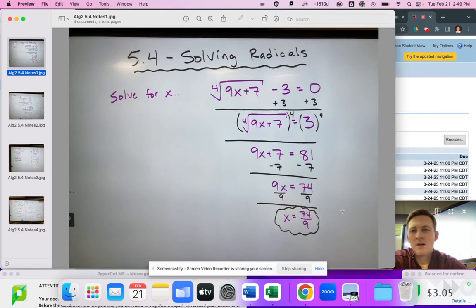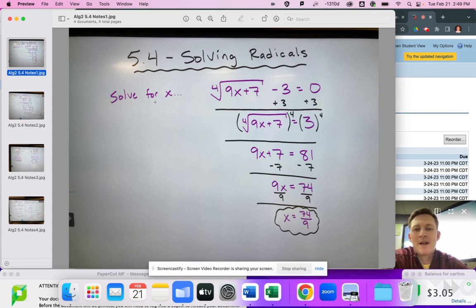All right, Algebra 2, 5.4 today. So we're going to be solving with radicals. That radical is the house that we've been working with. Sometimes if it's nothing, it's a square. Sometimes they have a 3 for a cube root. In this example, we have a 4 for a fourth root.